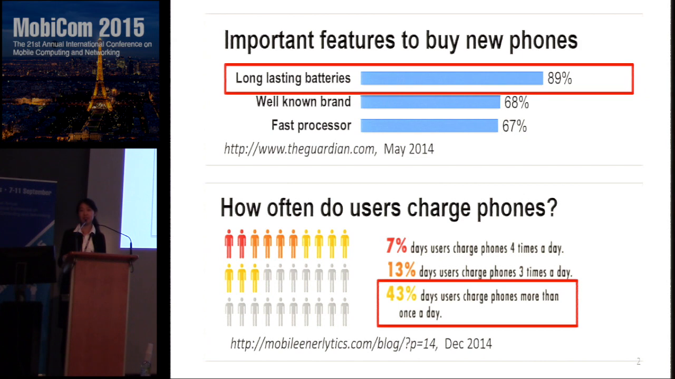For example, another recent study that monitored 30,000 Android users shows that in 43% of days, users will charge their phone more than once a day. So you may ask where the energy of the battery goes in your phone.